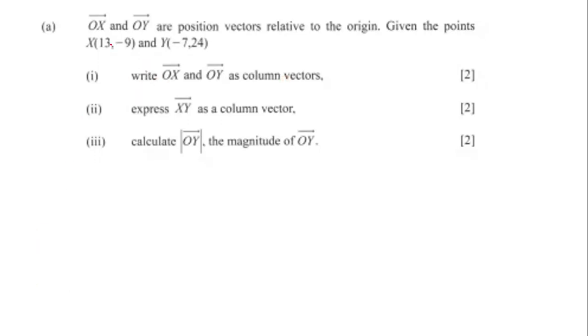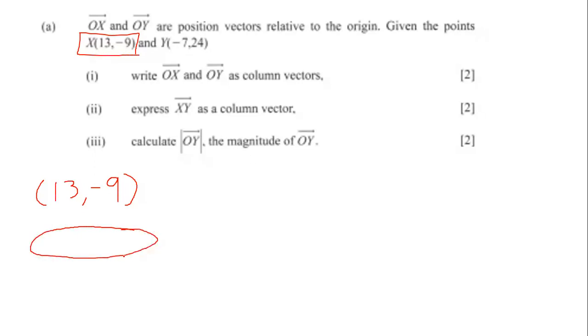Now, they give us the coordinates of X, and the coordinates of X are 13, comma, -9. So the X value is 13 and the Y value is -9. And notice at this point we could look at it as horizontal. Think of it like that. What I mean is that its orientation is horizontal.